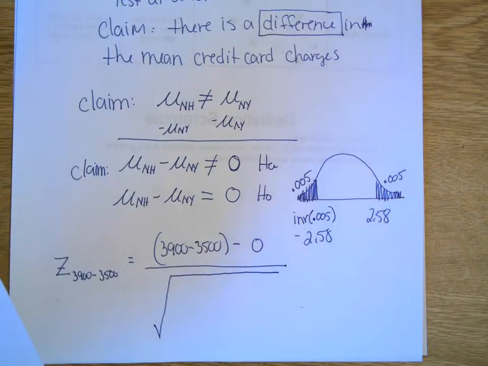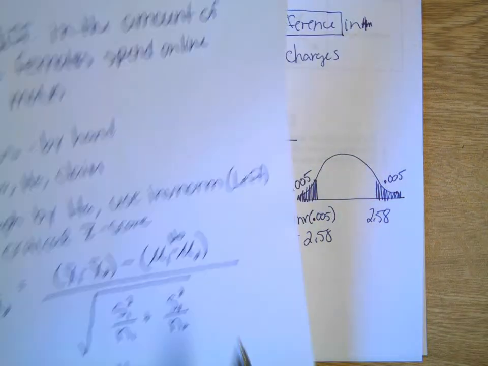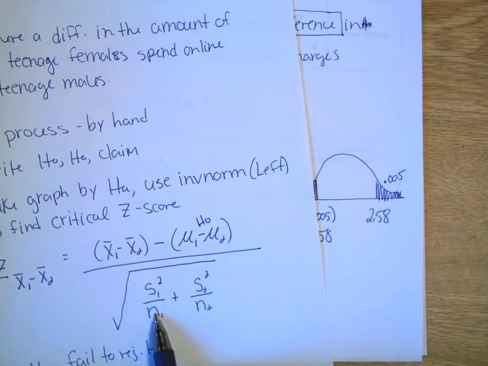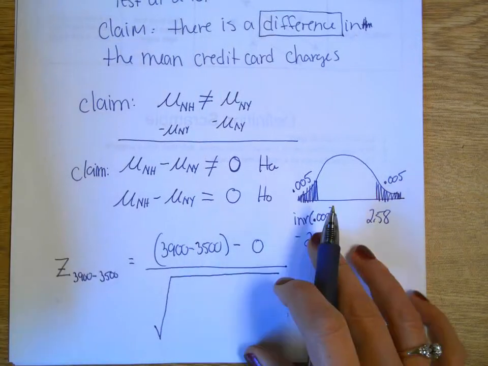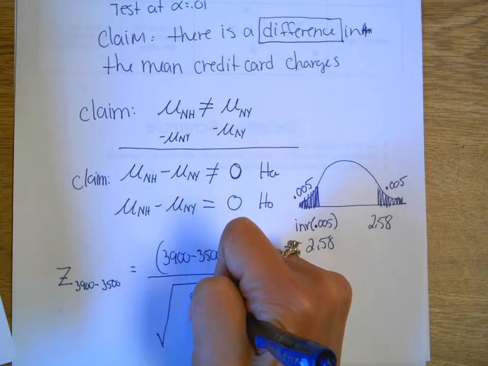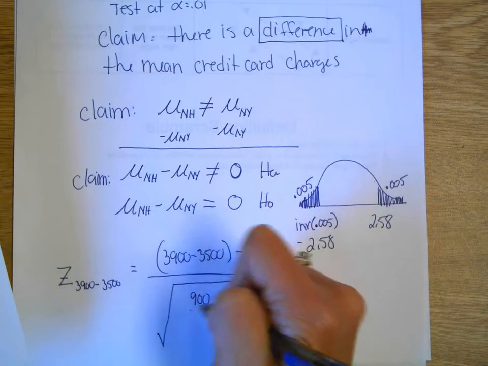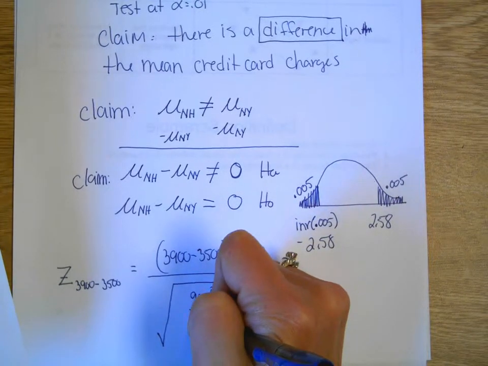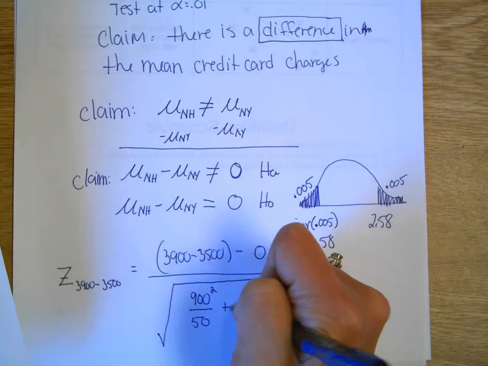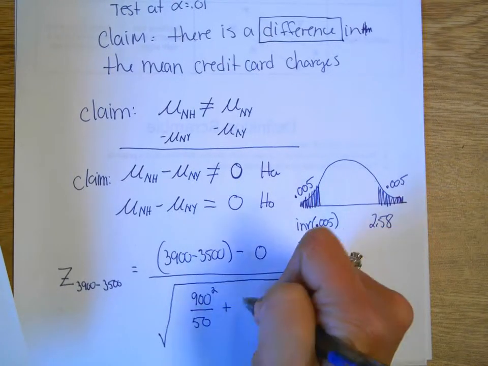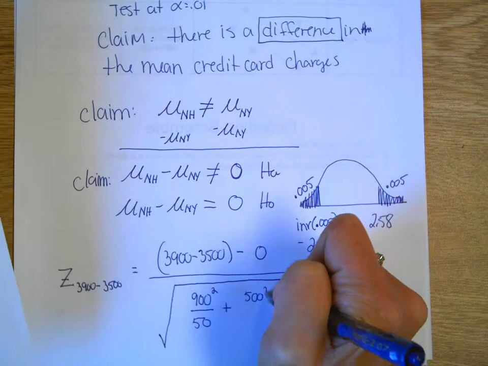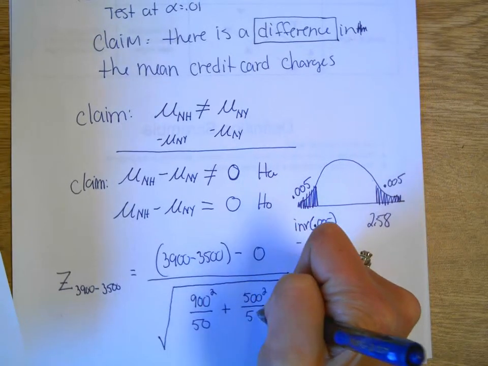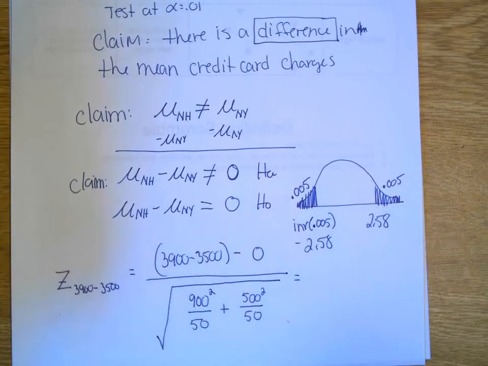All right, George, I can do the next part. Okay, so now the formula says take the s1 squared over n1. So if I look to New Hampshire, that's 900 is the s squared, squared over the 50, plus 500 squared over the 50. And then calculator. That's magical calculator work right there.